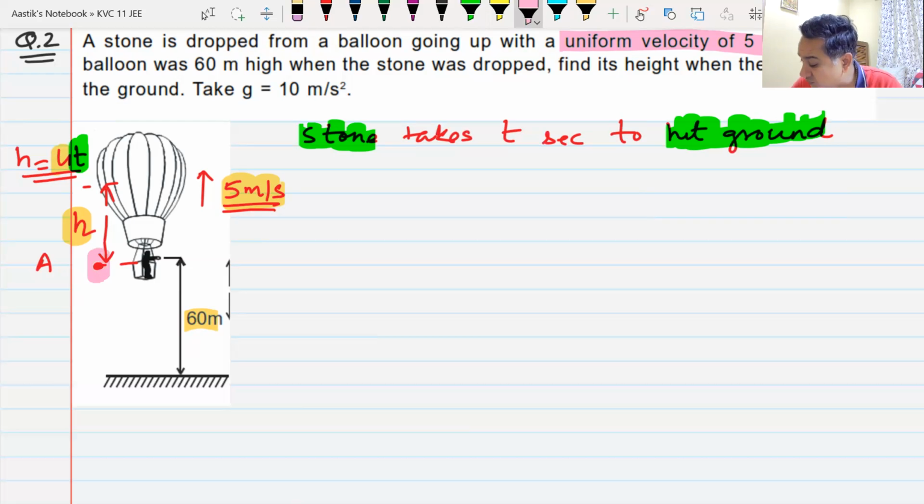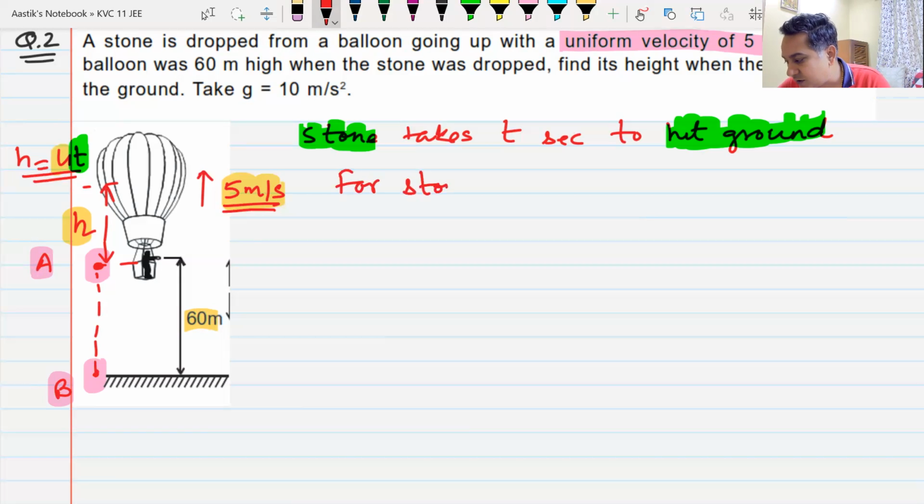How is the motion of this stone? The stone is here initially and then it is going to fall down. So I have to study the motion of the stone from A to B. If I'm able to make out how much time it takes to go from A to B, that is it. That should settle the case. So I am going to make equations for the stone, not for the balloon, because the balloon is already going up.